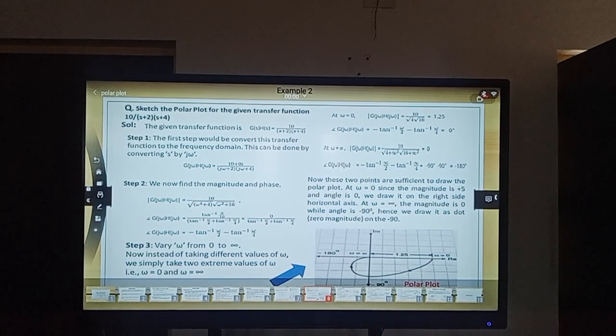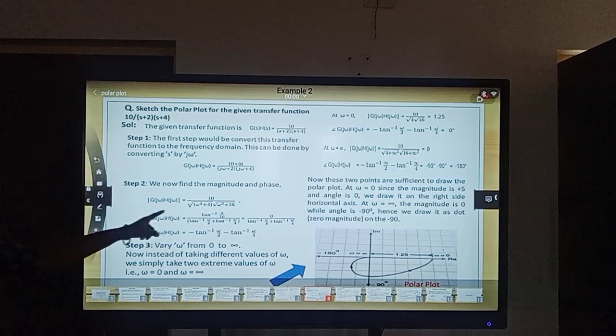That is the magnitude of 10 divided by, the magnitude means root of a square plus b square. What is a here? Omega square. B is 2 square, which is 4. Likewise, root of omega square plus 4 square, it will become 16. That is the magnitude. Next, phase angle. In the numerator there is only 10, so that will be no angle. It is 0 degree. Then the denominator, what is it? Tan inverse of omega by 2 plus tan inverse of omega by 4.